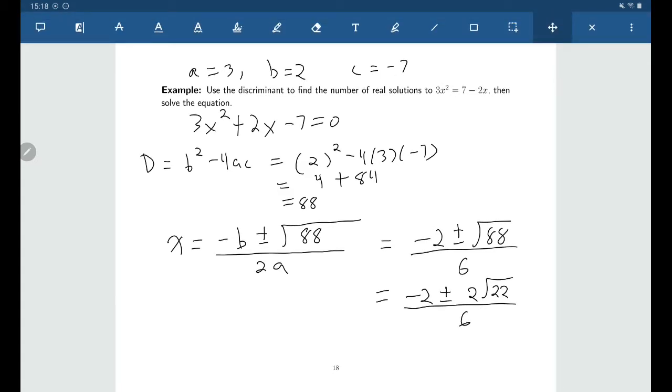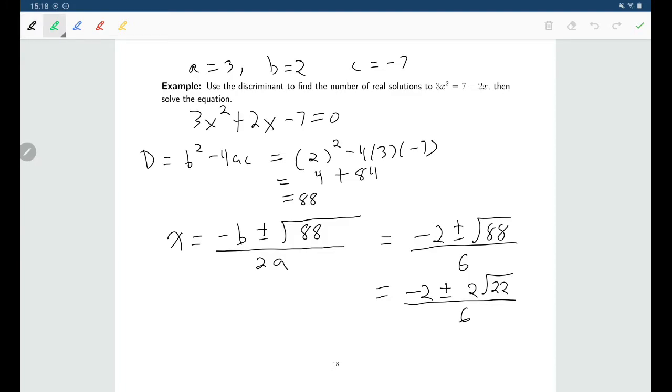Now at this point, we're fine to do some canceling, because now you can see that 2 indeed is a factor in both terms in the numerator. So you could cancel, dividing top and bottom by 2, so that we would have 2 solutions. One solution being negative 1 plus the square root of 22, all over 3, and the other solution being negative 1 minus the root of 22, all over 3.